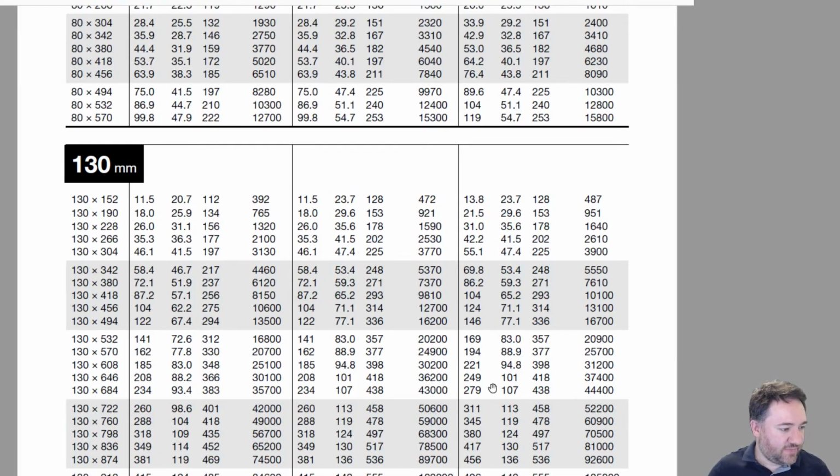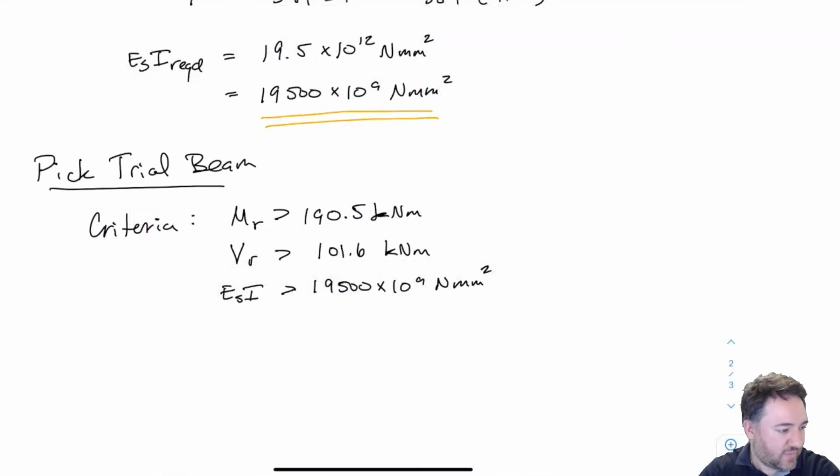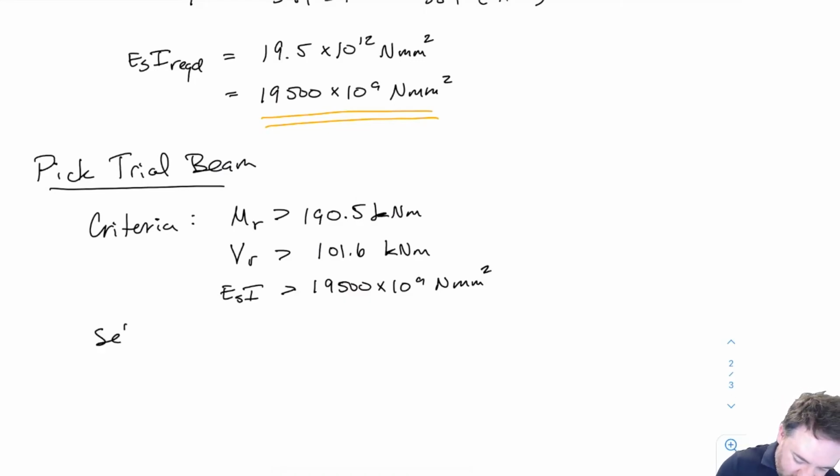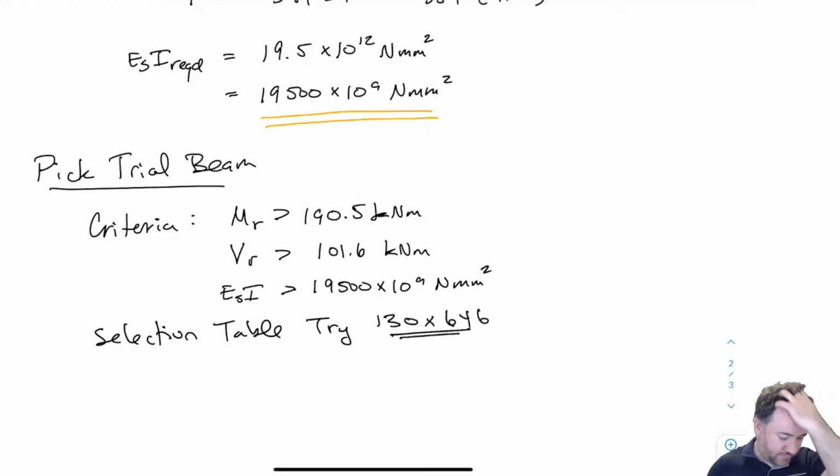So let's try this section. We're going to check all the resistances and make sure it works. In particular, we're going to be concerned about the KL, that it is adequate, the lateral support condition. And we're also going to want to make sure that we can get a VR that's going to satisfy our VF of 101.6. Okay, so let's choose from the selection table, try 130 by 646. So we're going to start by looking at the bending resistance of this.